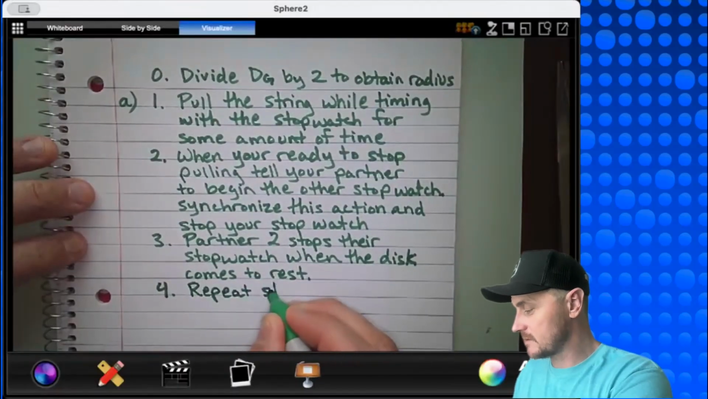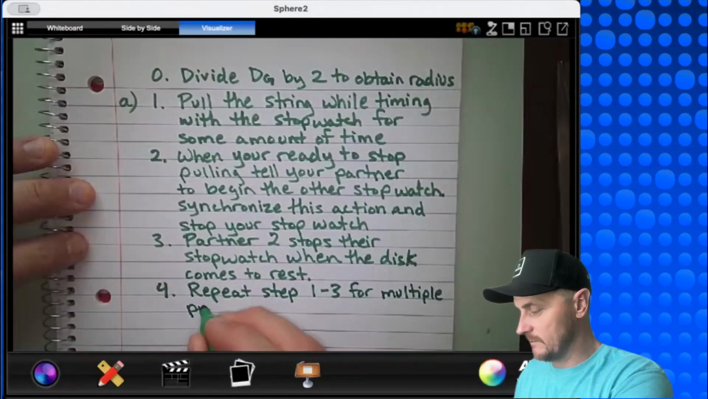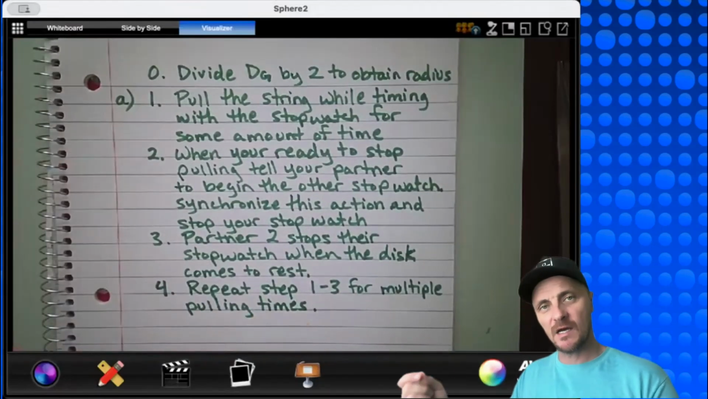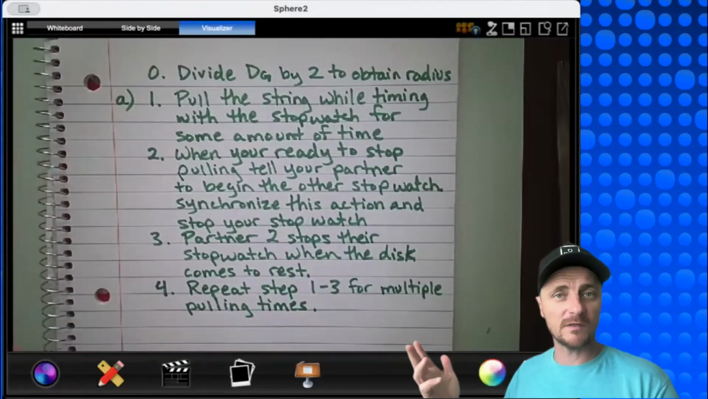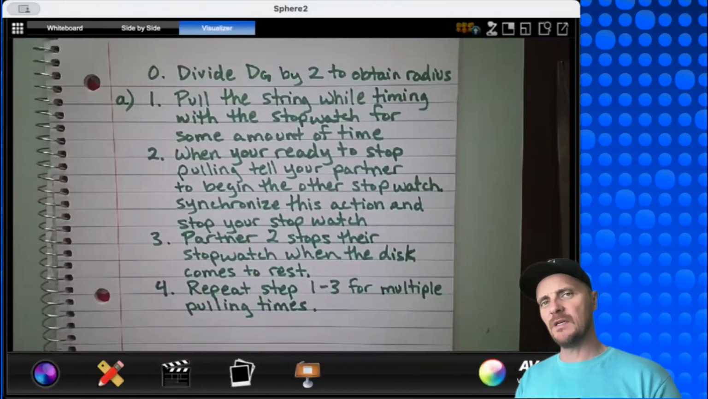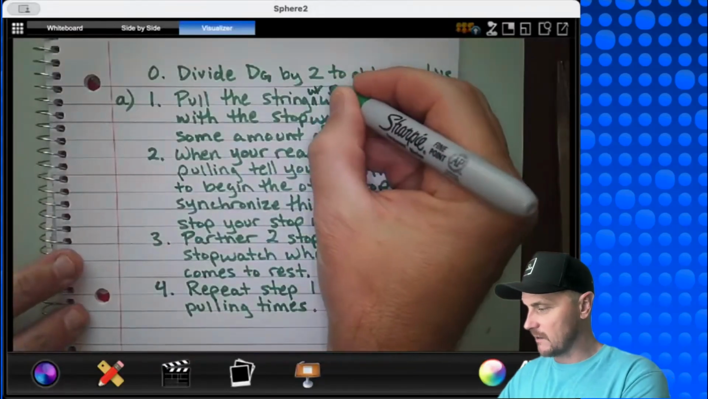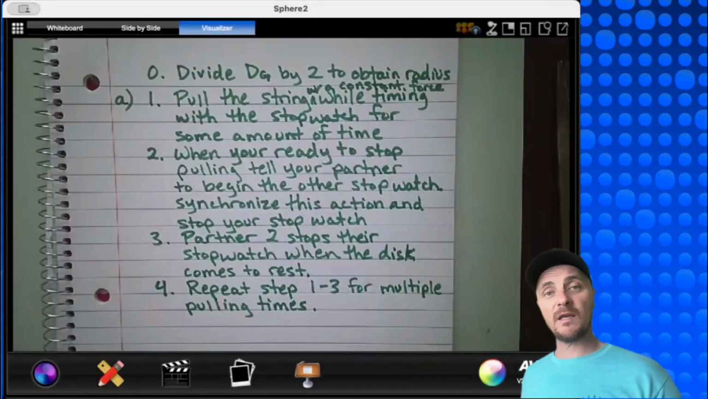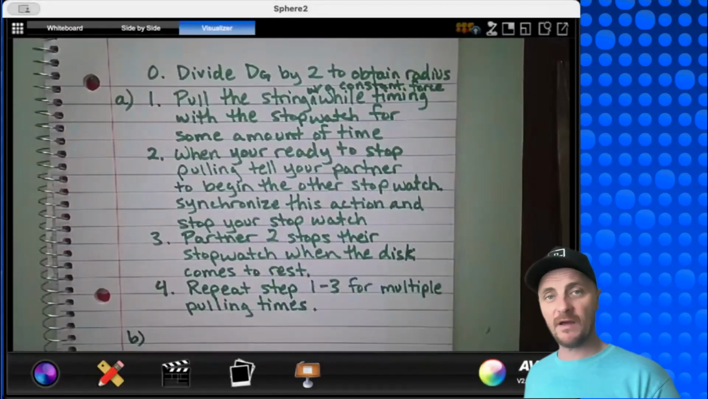Okay, step 4, last step. Repeat steps 1 through 3 for multiple pulling times. And what I mean by this step is we're pulling for different amounts of time for each trial, maybe 3 seconds, 5 seconds, so on and so forth. But something else that we do need to say, and I didn't say, is that we need to pull the string with a constant force to the best of our ability. Okay, part A is done. Let's go on to part B, which should be very easy now that we have all of that development.